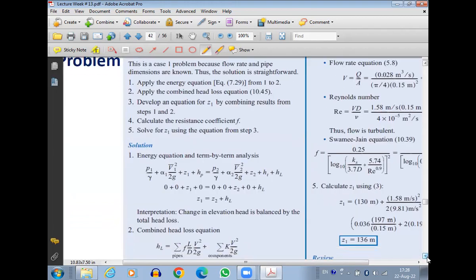So if you apply the energy equation, this will be the energy equation: P1 upon gamma plus alpha 1 V1 squared upon 2g plus Z1 plus HP equals P2 upon gamma plus alpha 2 V2 squared upon 2g plus Z2 plus HT plus HL. First of all, we don't have any pump, so HP is 0. We don't have any turbine, so HT is also 0.